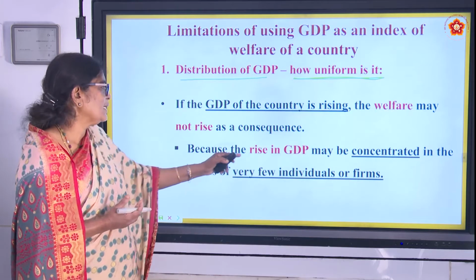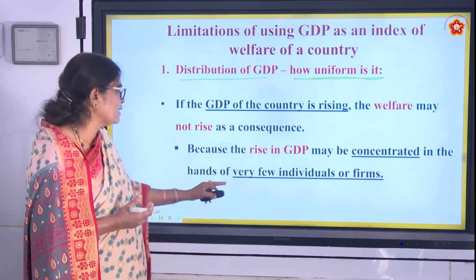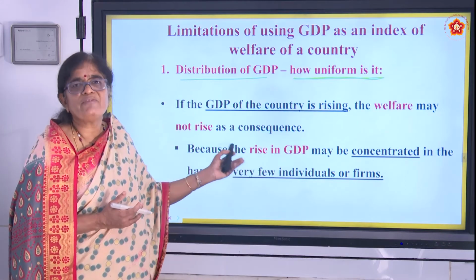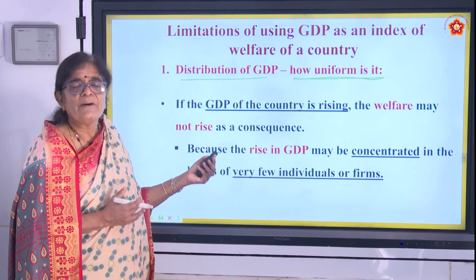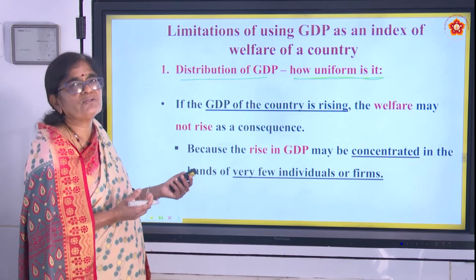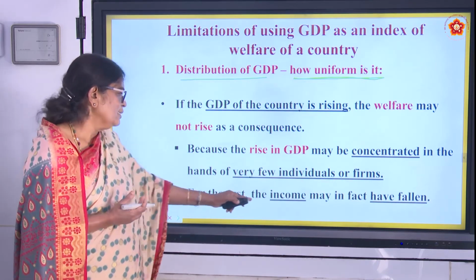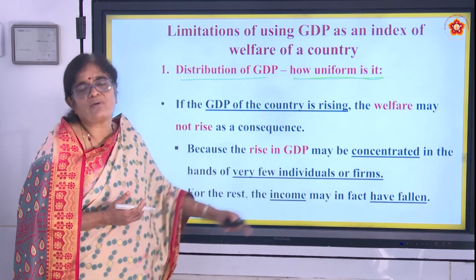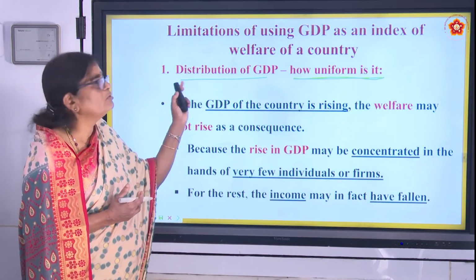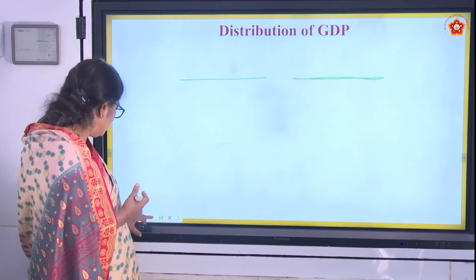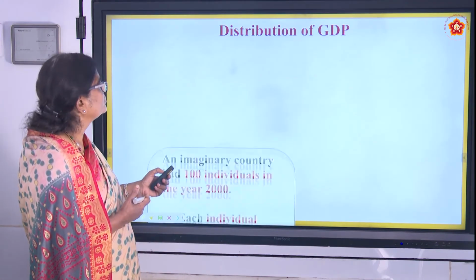And because the rise in GDP may be concentrated in the hands of very few individuals or firms, only those individuals will be better off in welfare. But other people will be worse off, because they have poor income in their hands. Therefore, for the rest, the income may in fact have fallen. Therefore, GDP is not a good measure to indicate the welfare of the country. We are going to see this with the help of an example.